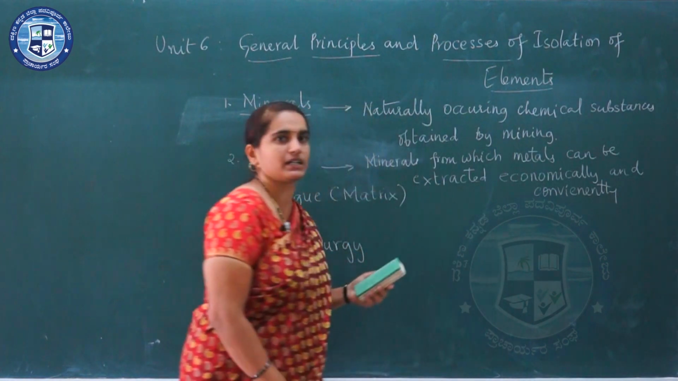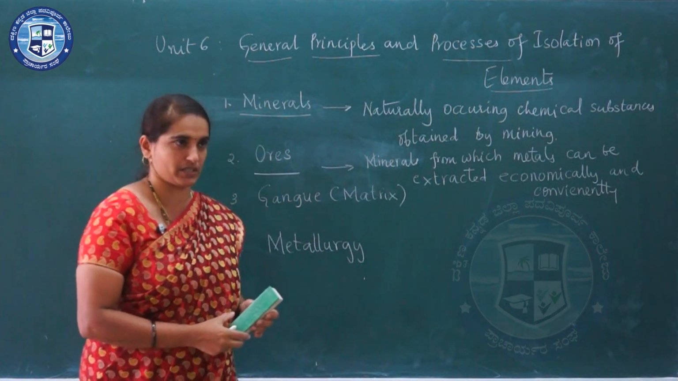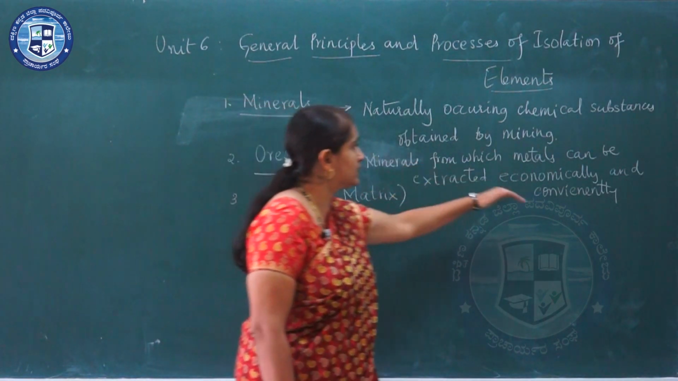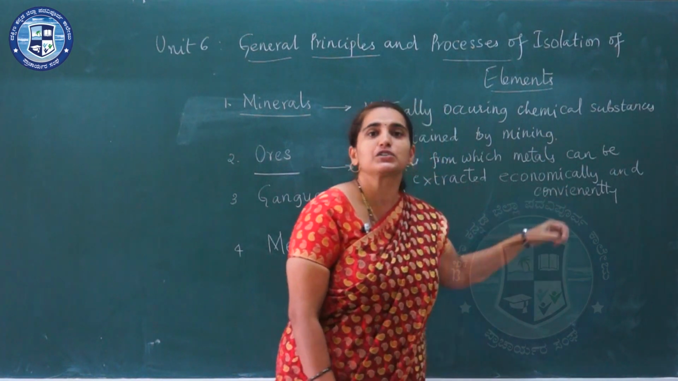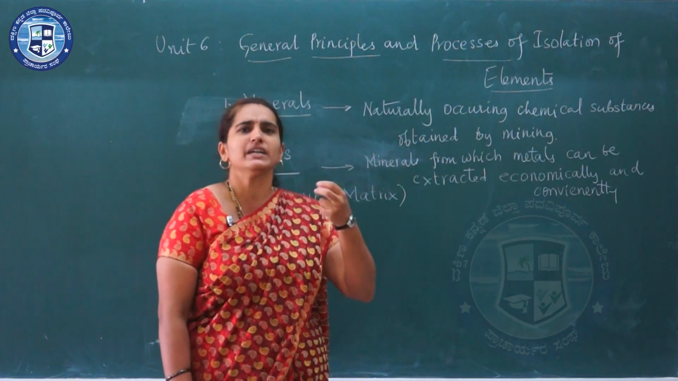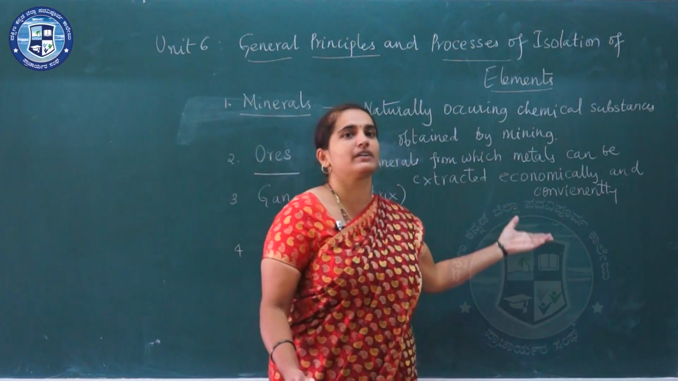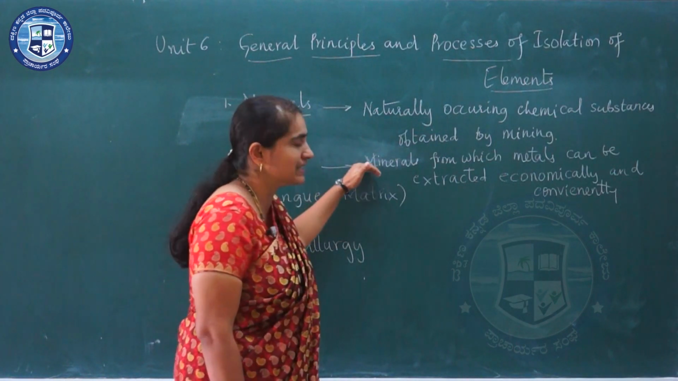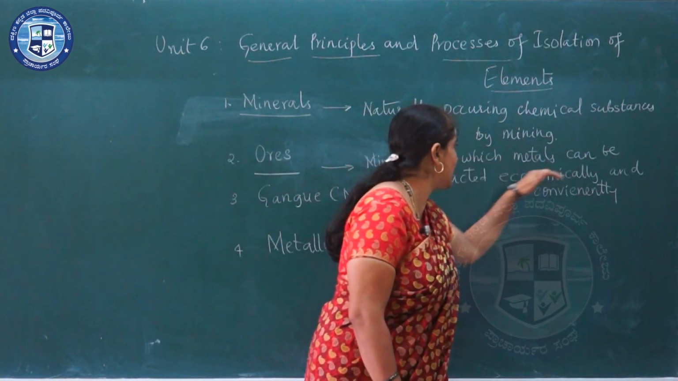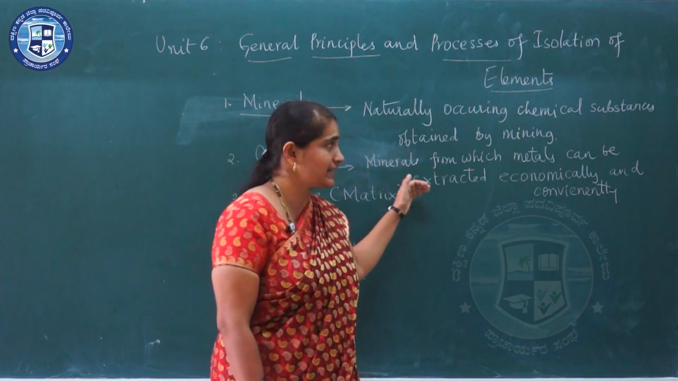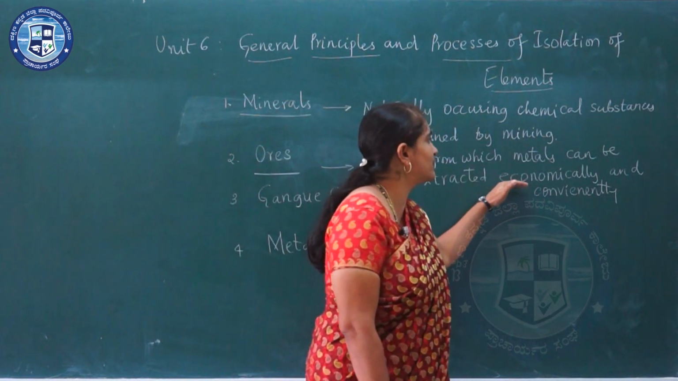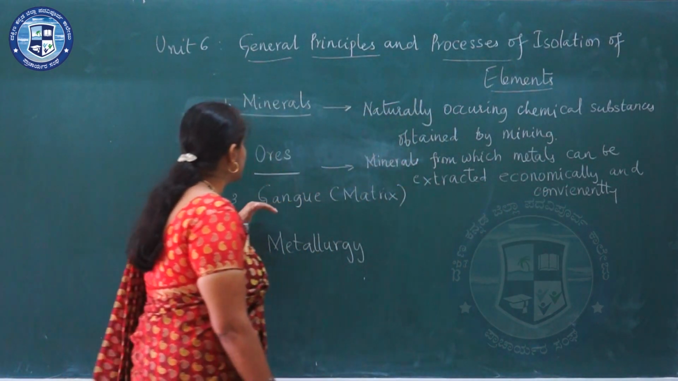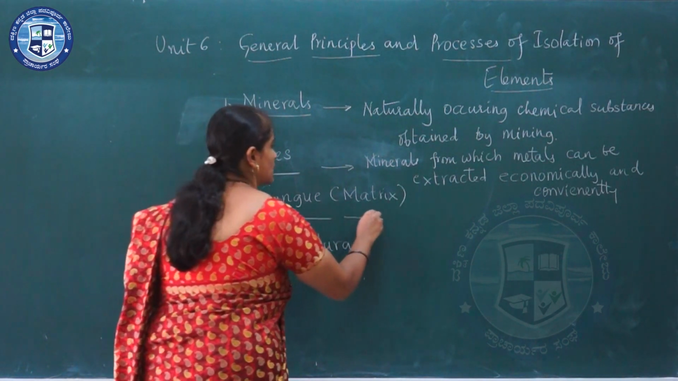We have a method and that should be of low cost to us. If we want to extract and it costs us too much, we don't go for that ore. And whatever method we apply should be convenient to us, in the sense it should be easy to use. If the method is so difficult, who is going to adopt that, isn't it? So ores are those minerals from which the metals can be extracted, or in a simple way isolated or separated, economically as well as conveniently. Then the next one is gangue, or it is called matrix.